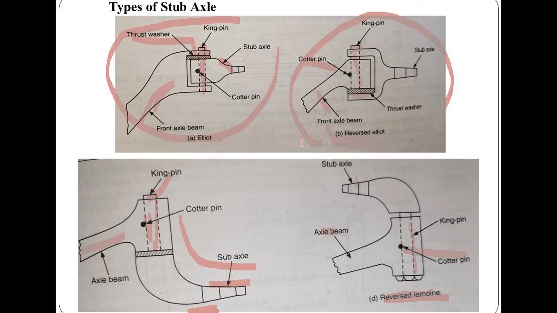The stub axles are made up of 3% nickel steel and alloy steel that contains chromium and molybdenum. All these compositions improve the strength of the material against various kinds of loads and external temperature.